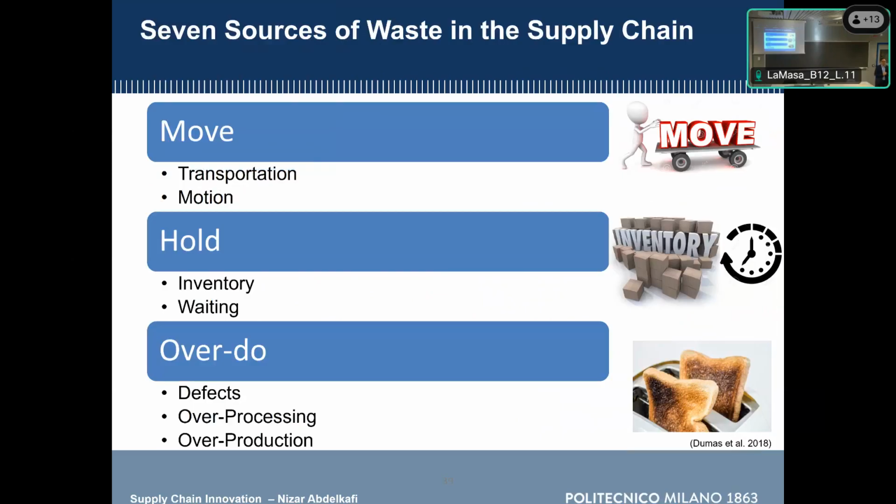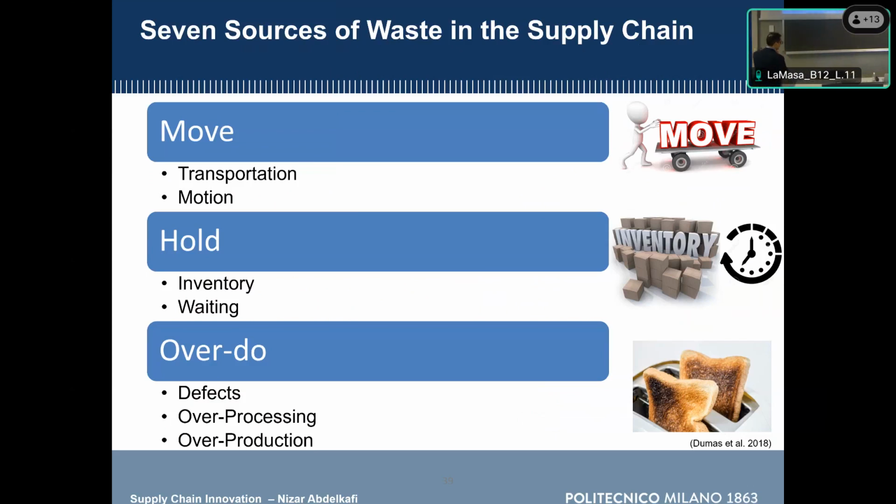Good. Another thing that we can do is look at the sources of waste in the supply chain. And this is extremely important. We have to see where the waste is coming from. And there are 7 sources of waste. This is from lean management, right? Perhaps those who have done lean management know. Lean management provides us a lot of indications, a lot of hints on how to improve processes, and this is the same for supply chains. So we have three categories of waste. We have move, and in move we have transportation and motion.